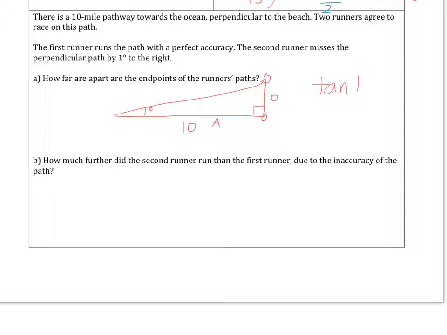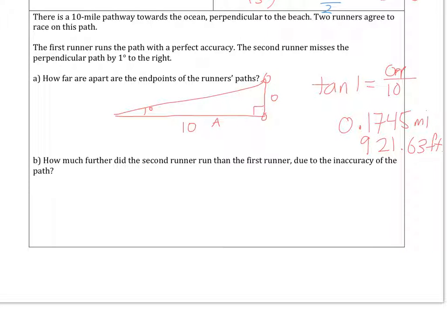So tangent of 1 is equal to the opposite divided by 10. To get that by itself, I'm going to multiply both sides by 10. 10 tangent of 1 is 0.1745 miles. If you're curious about this, 5,280 is the number of feet in a mile. That's 921.63 feet.